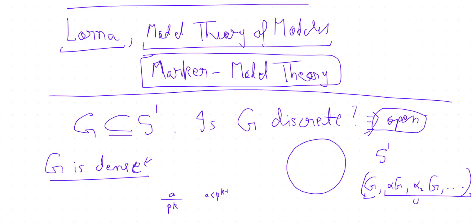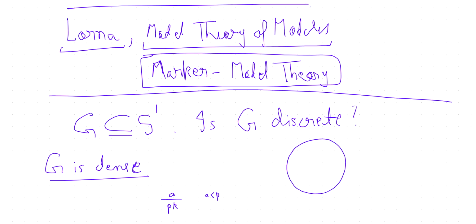So no, wait. I was saying something wrong. What am I saying? I think we are saying something wrong. Discrete doesn't mean it's open, of course. The point is open in G. It doesn't have to be open in S1. No, sorry, that's wrong. A point is discrete, but the point is not open.